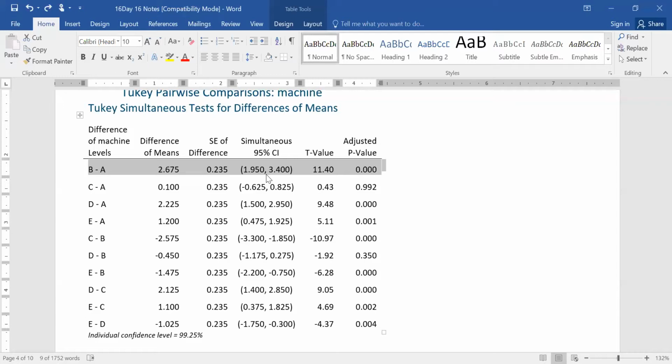That means when I subtract those two numbers, it could be 0. That means they could be the same, right? So if I have an entirely positive CI or an entirely negative CI, that means I'm showing a difference, okay? And that's what we're trying to show, right? We're not proving it, but we're trying to figure out which one's different, right? So right here, I can see that B minus A gives me a CI that is all positive, so I am showing a difference. And the difference is that B is greater, okay?